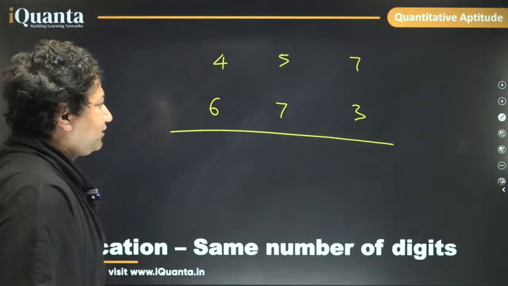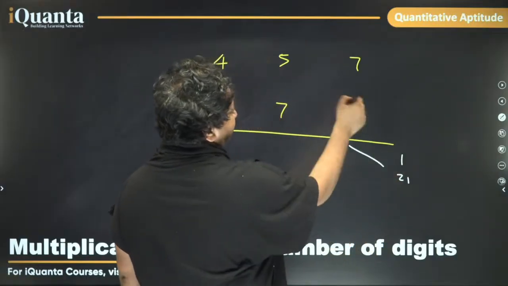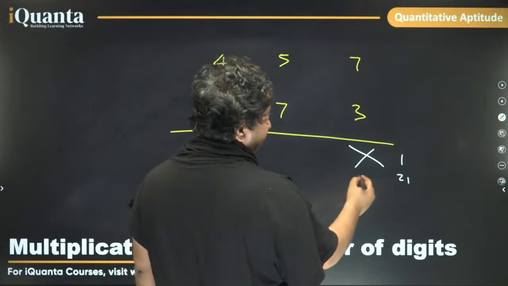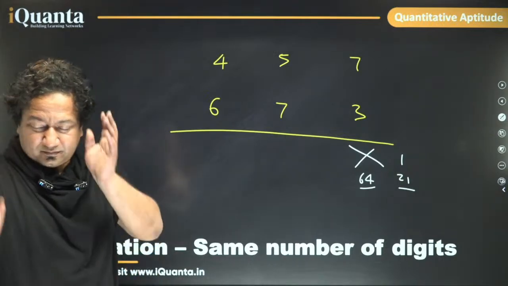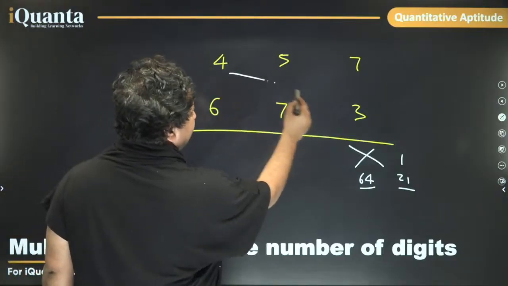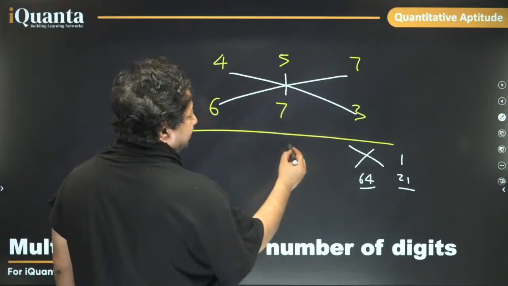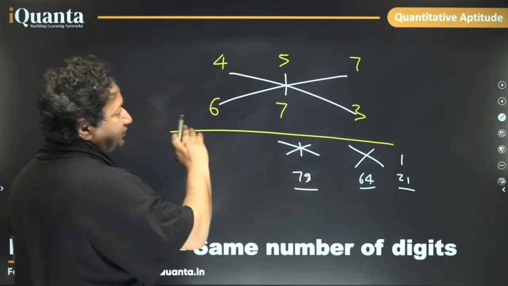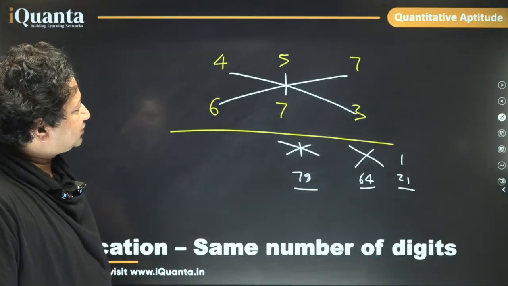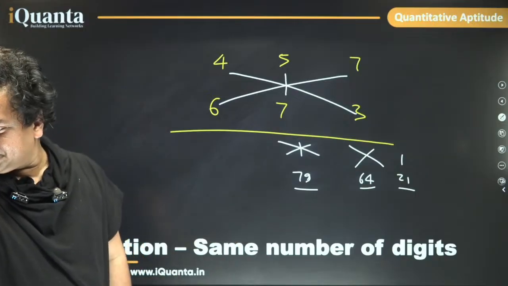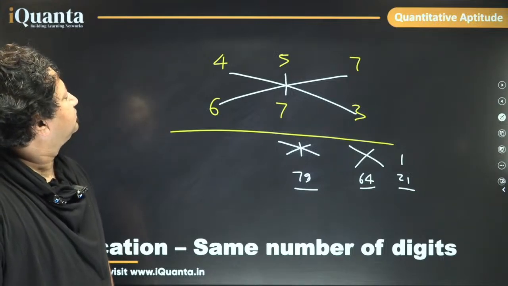Okay, so here, let's do it. 7 3s are 21. 5 3s are 15. Plus 49 is how much? 64. Right? Now, this is important. 4 into 3, 12. Plus 42 is 54. Plus 35 is 79. Am I right? Let me check it again. 14 plus 42 is 56. 56 plus 35. That's wrong, see? Is this right? It's right, isn't it?